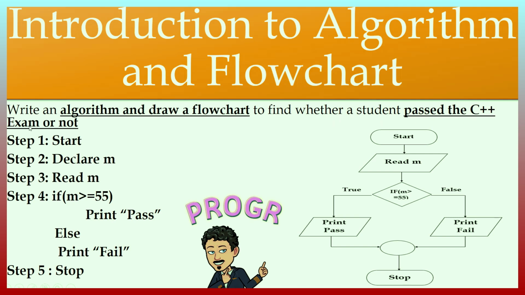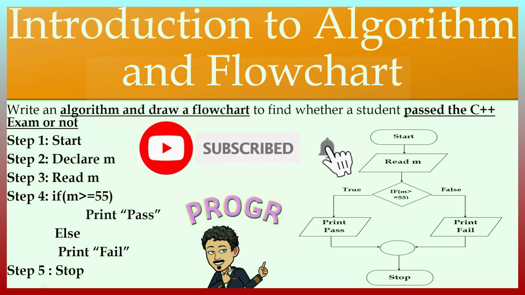student passed the C++ exam or not. Let me explain the question. For example, let us say in a C++ exam, if a student scores 55 or more than 55, he passes. If he scores less than 55, it means he failed. This is the logic. Using this logic, we want to write an algorithm and a flowchart. So what is the logic? If any student who scores 55 and above passes, and less than 55 means he failed. Okay, this is the logic.